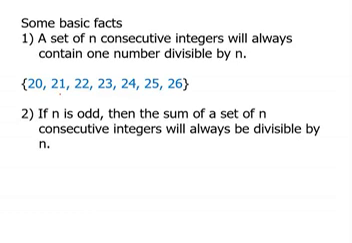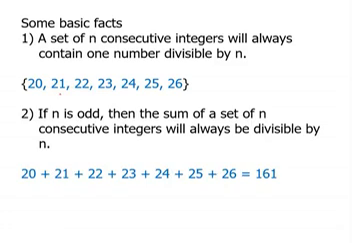If n is odd, then the sum of a set of n consecutive integers will always be divisible by n. So let's take these same 7 integers. We add them up. They add up to 161, and 161 is divisible by 7. And in fact, notice that when we divide it by 7, we get the median of the set. The mean and median of the set is the middle of the set. And if there's an odd number in the set, the median will be a number in the set. This is something we'll talk about a little more when we get to statistics.